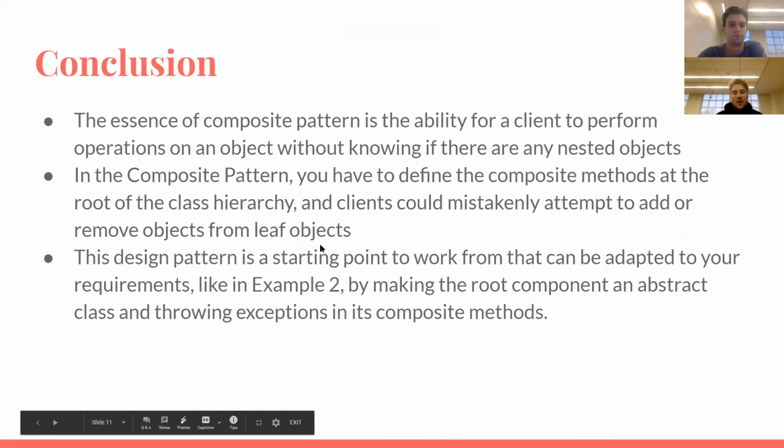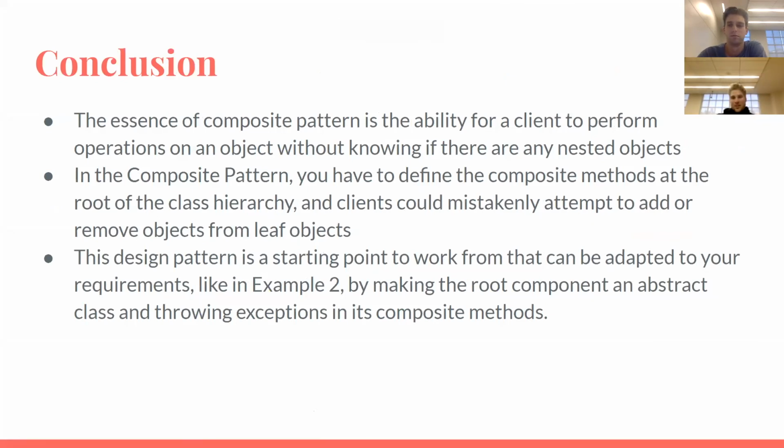So in conclusion, the essence of the composite pattern is the ability for a client to perform operations on an object without needing to know if there are any nested objects within that object. In the composite pattern, you have to define the composite methods at the root of the class hierarchy, and clients could mistakenly attempt to add or remove objects from leaf objects because they're all treated the same. This design pattern is a starting point to work from that can be adapted to your requirements. Like in example 2, by making the root component an abstract class and throwing exceptions in its composite methods, just in case the code accidentally calls something it shouldn't be able to do.